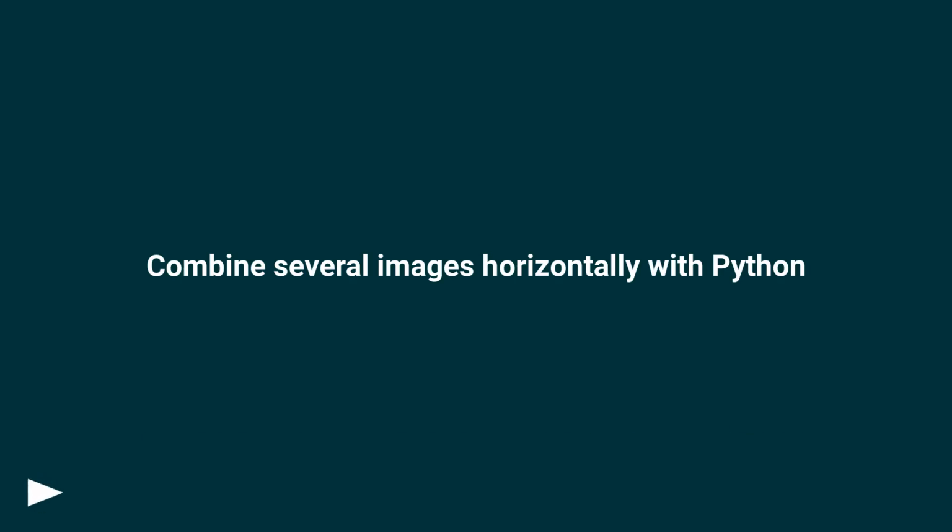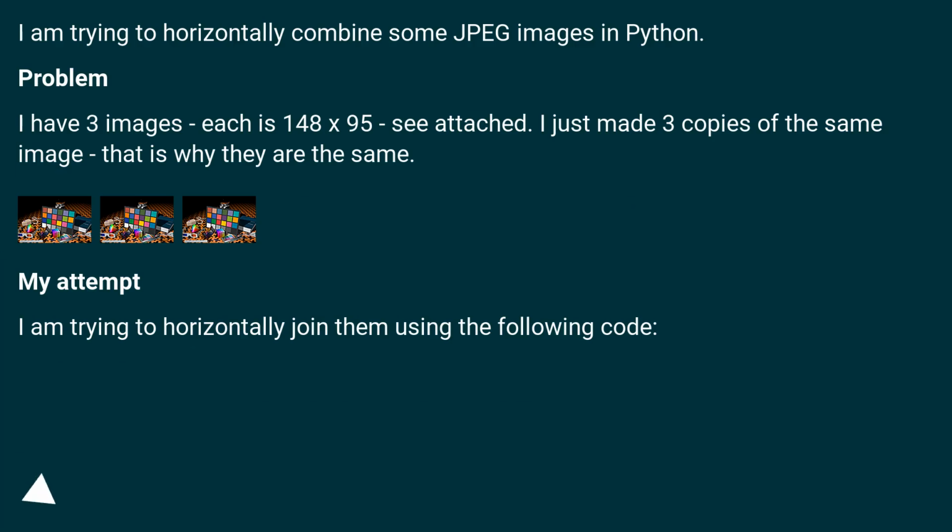Combine several images horizontally with Python. I am trying to horizontally combine some JPEG images in Python. Problem: I have 3 images, each is 148 by 95, see attached.